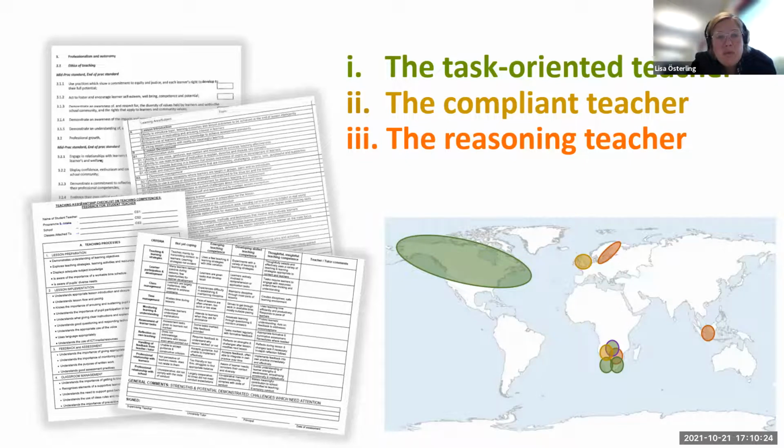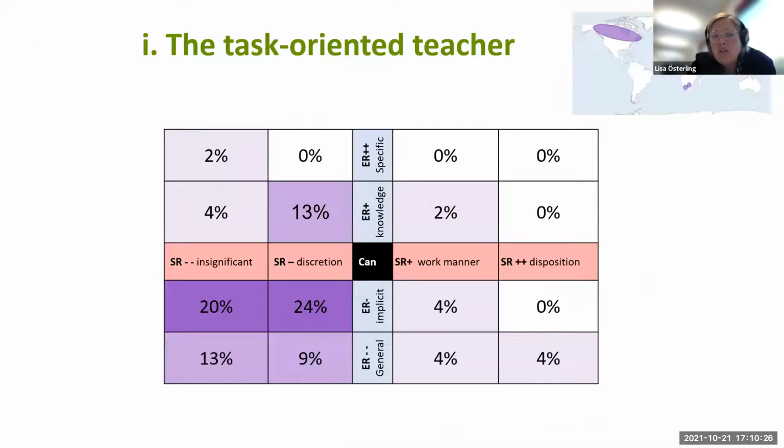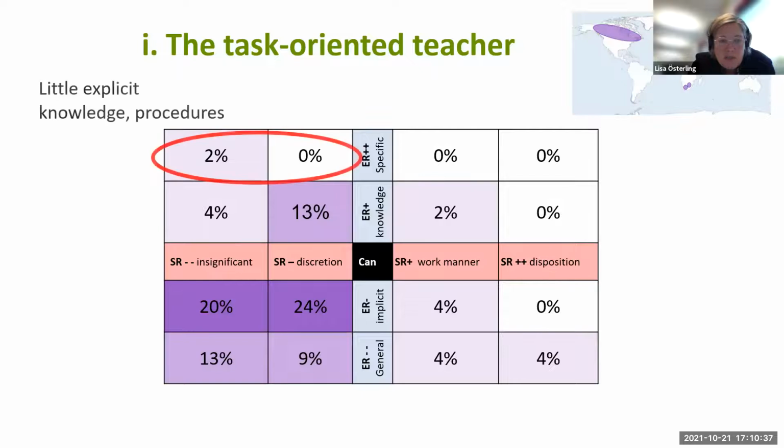So we will talk about the first pattern, the task-oriented teacher, which is one example here. And what can we see when we look at this? First, we see that there is little explicit knowledge. If you remember the ER++, we saw very few examples of specific knowledge, and we were quite severe, as you could see. Perhaps someone knows that questioning was an important content in this particular teacher program, but we wanted it to be clear that this was knowledge that was talked of in terms of knowledge.